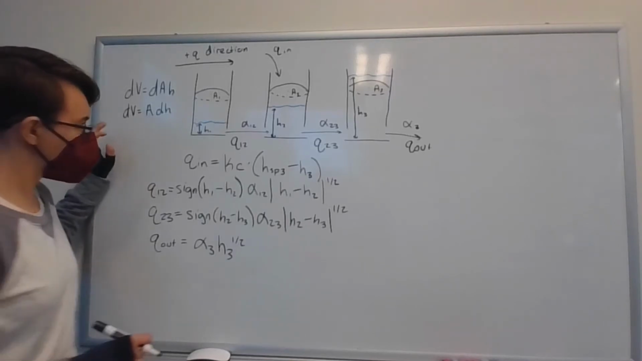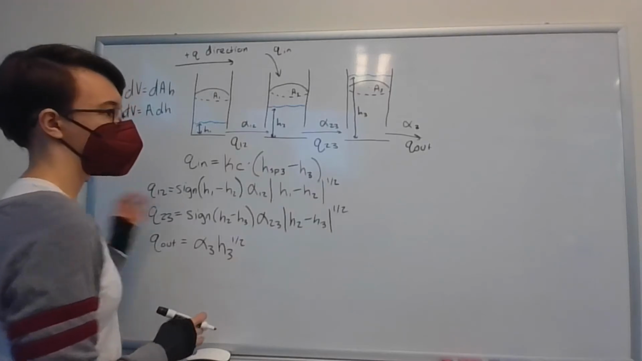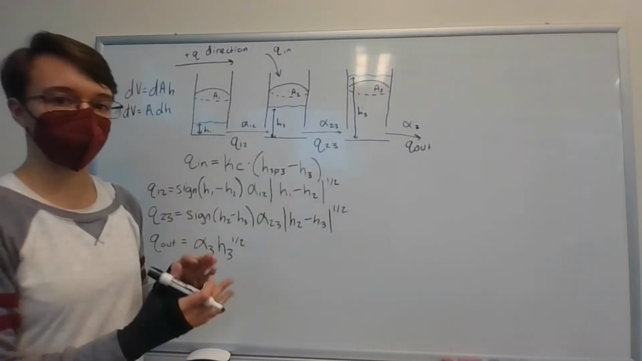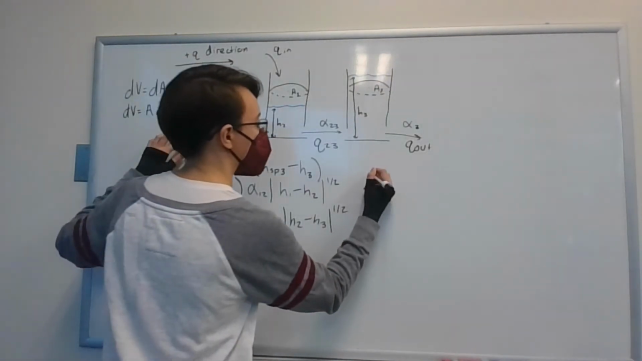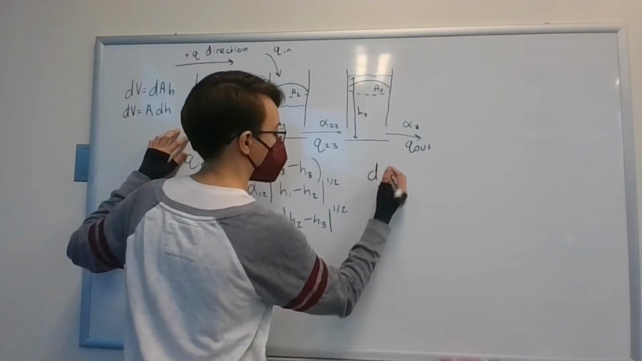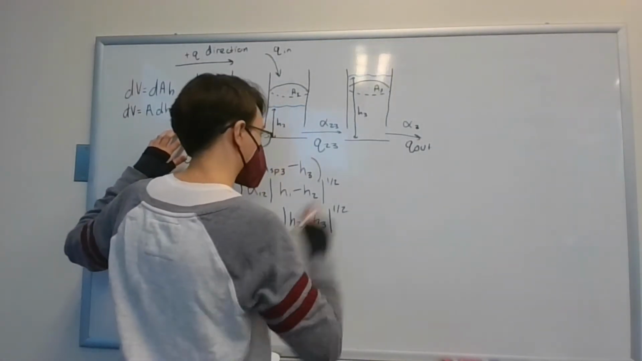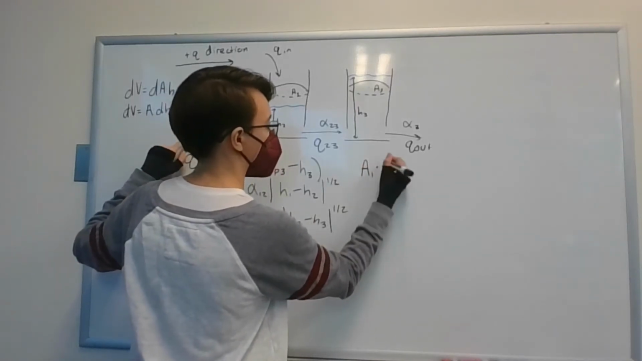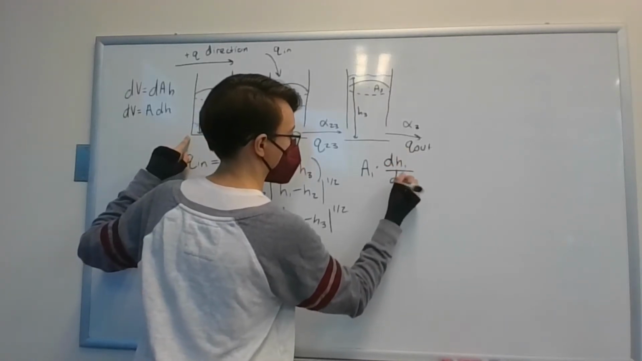And then we can come over here, and we're going to want to write an expression for the change in volume with relation to time for each of these three tanks. So we'll start with this first tank. So the area of tank 1 times the change in height of tank 1 over the change in time.